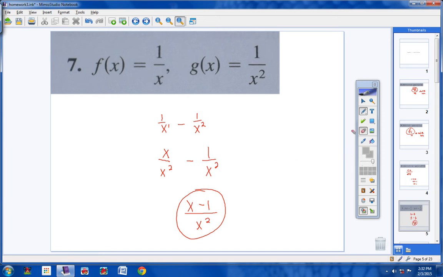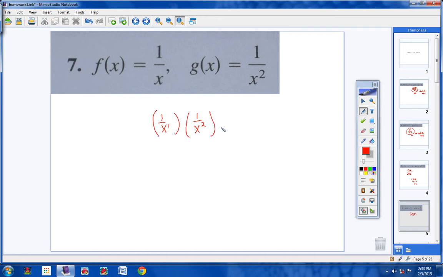Now let's take a look at multiplication, okay? We're going to multiply these two functions together. And so here we go. 1 times 1 is 1. x times x squared is x cubed. So 1 over x cubed.